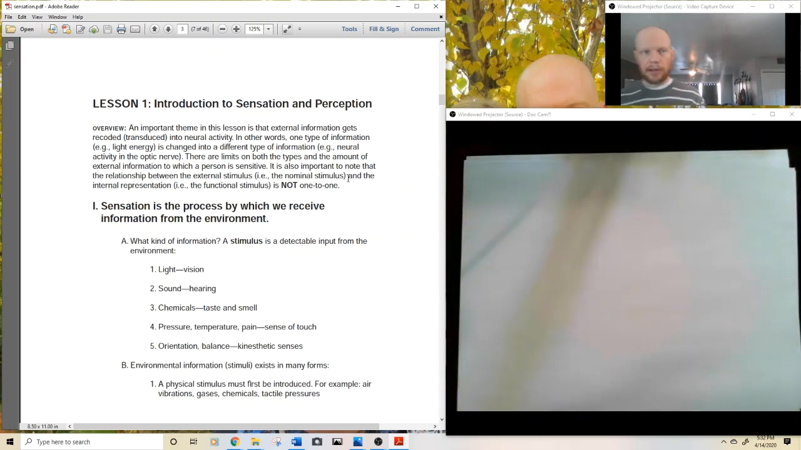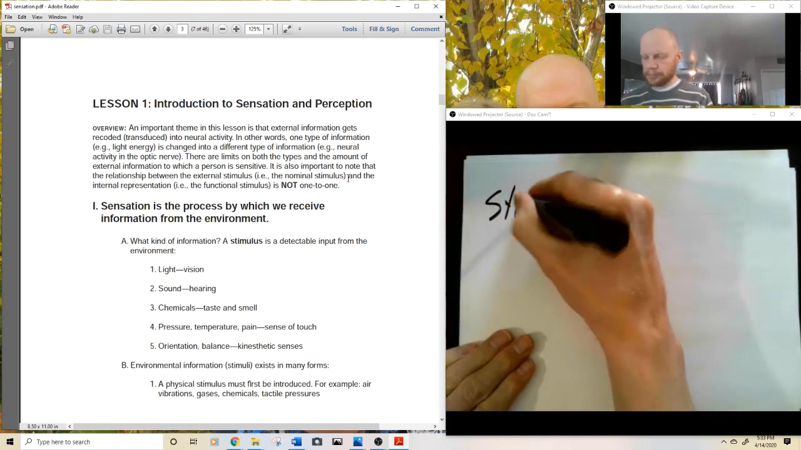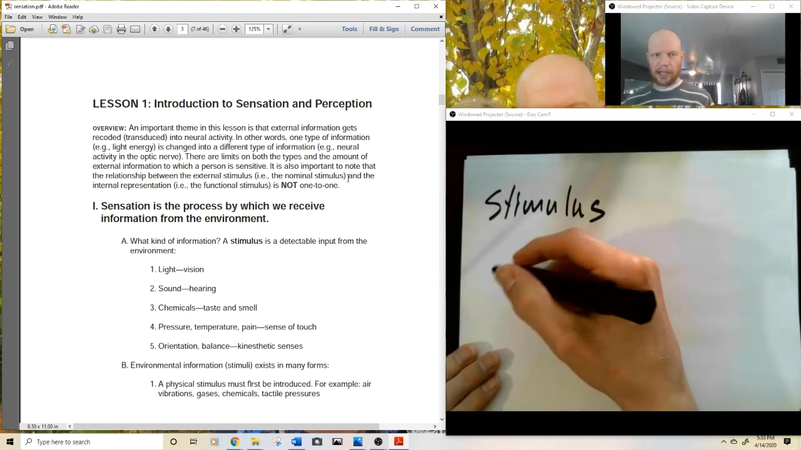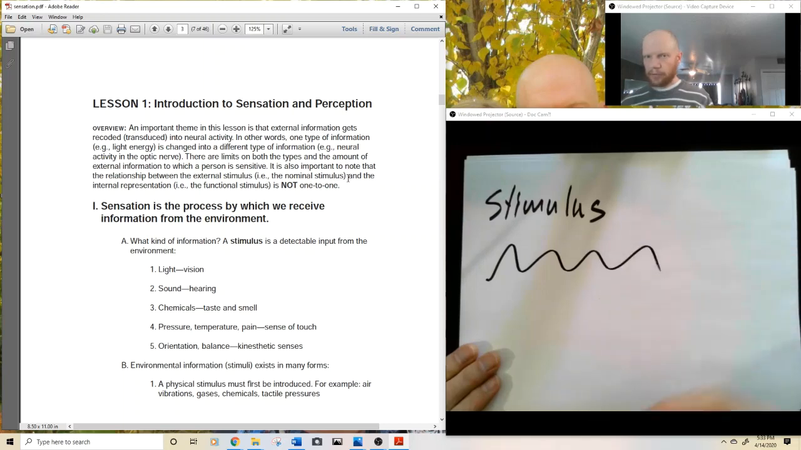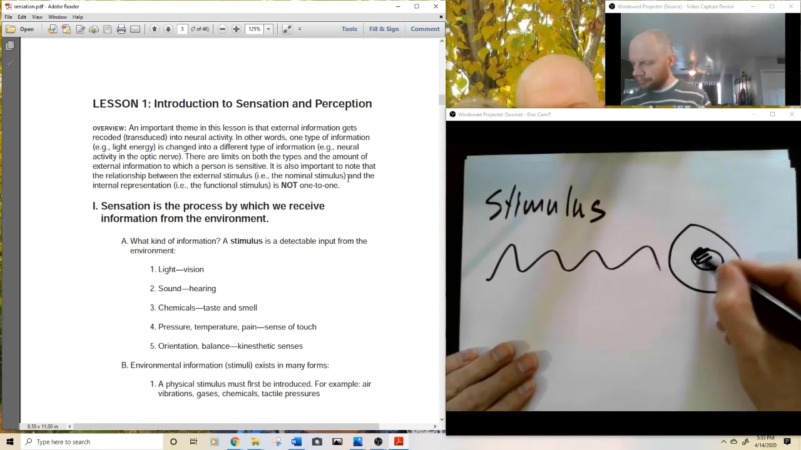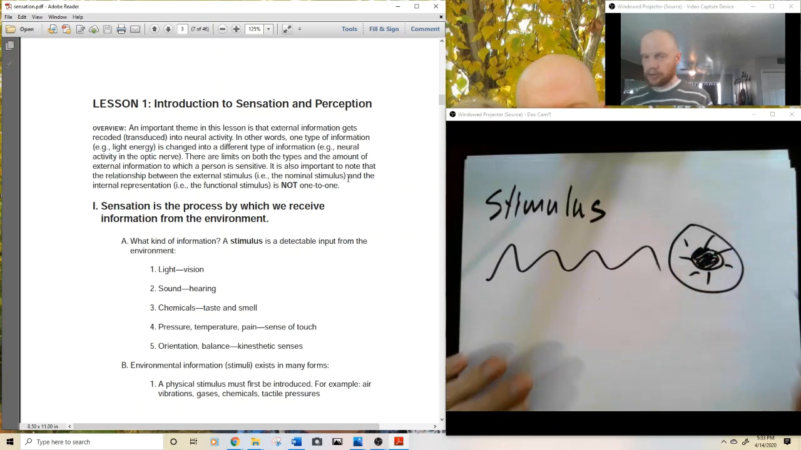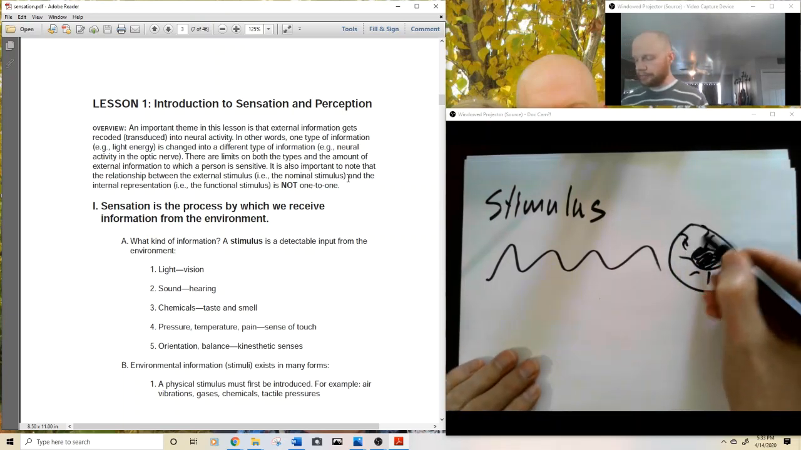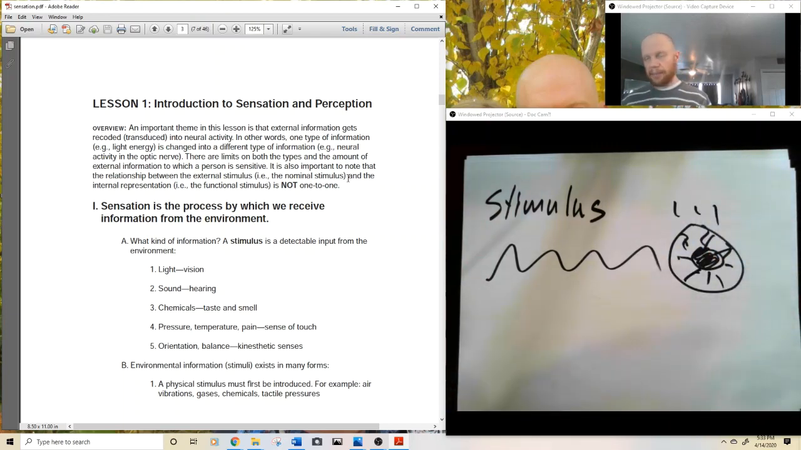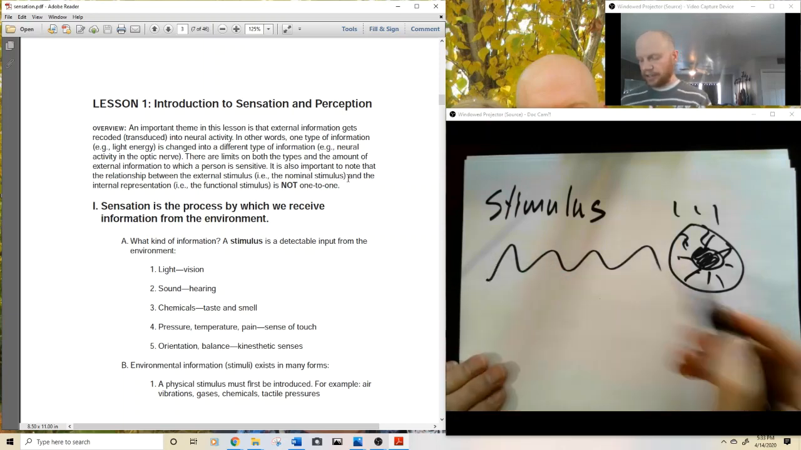So, what type of information? Well, we've got stimuluses. A stimulus is just a thing that excites something. So we have light. Light is a wave or photons, depending on how you want to look at it. Here's an eyeball. It's a weird looking eye, but there's an eye. And it comes in, and the eyeball gets it. So the stimulus is light.